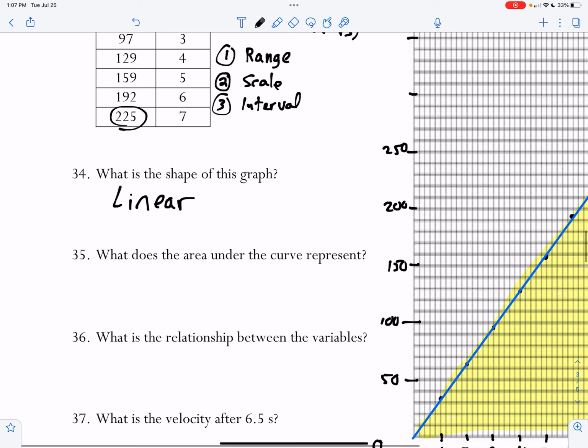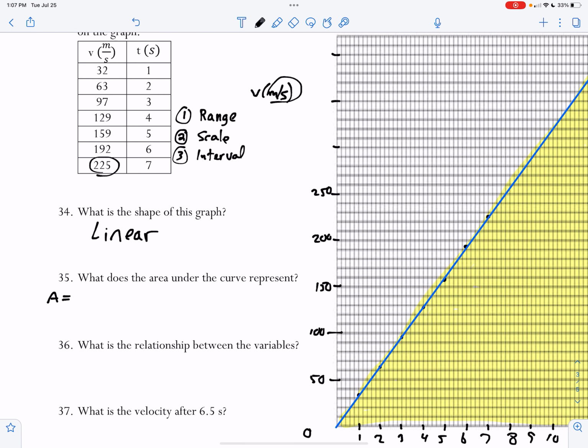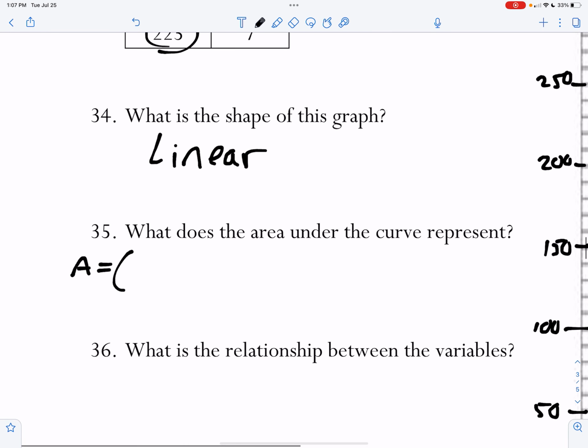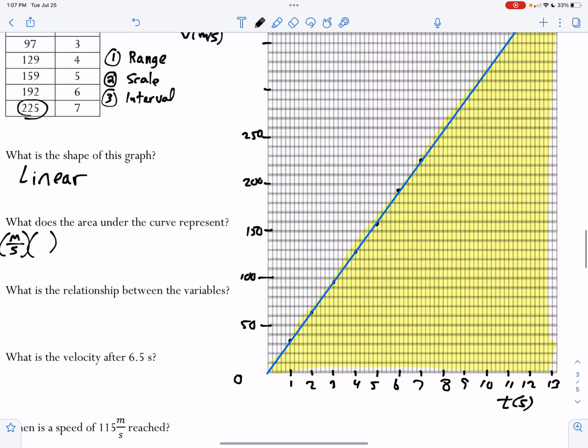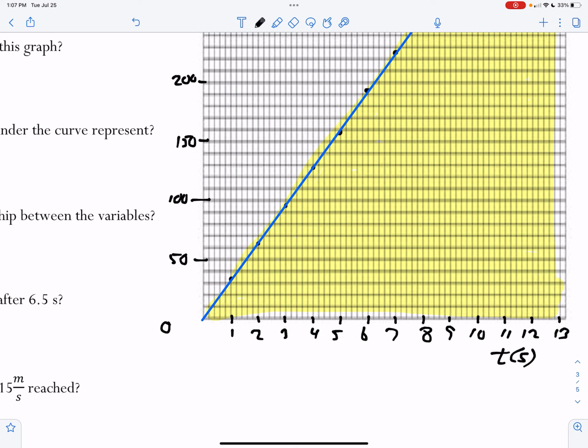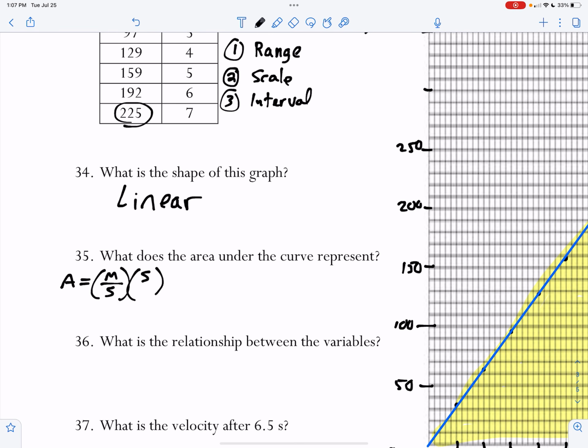So in this case, the area would be one axis times the other, so multiply the units. It would be meters per second times, in this case, seconds. You can see that cancels, giving you meters. So what does meters represent? How far, or the displacement of this object, how far it went in a particular direction.